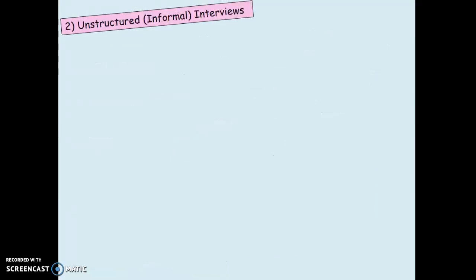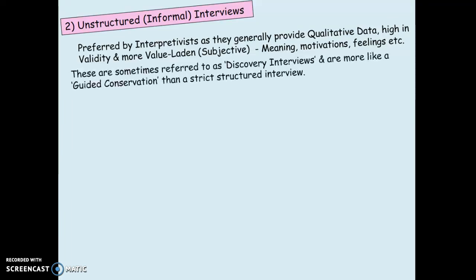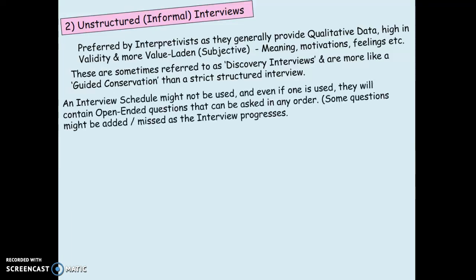2. Unstructured, informal interviews. Preferred by interpretivists as they generally provide qualitative data, are high in validity and more value-laden and subjective: meaning, motivations, feelings, etc. These are sometimes referred to as discovery interviews and are more like a guided conversation than a strict structured interview. An interview schedule might not be used, and even if one is used, it will contain open-ended questions that can be asked in any order. Some questions might be added and missed as the interview progresses.